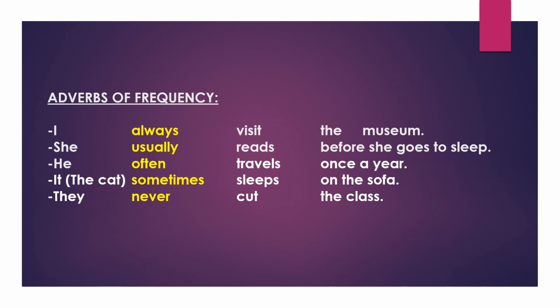He often travels once a year. Often also means very many times you do it. It is very close to 100%, always. Sometimes is a half, 50% of always. The cat sometimes sleeps on the sofa. It means not all the time, 50%. They never go to the class. Never means zero. You never do it, you don't do it at all. Okay.